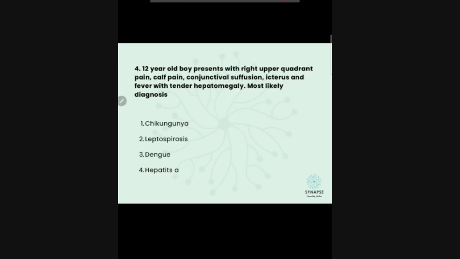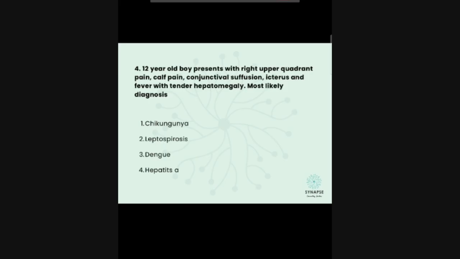Most likely diagnosis? Actually, right upper quadrant pain can occur in many viral fevers, in dengue, hemorrhagic fever as well. If you get options, first one is chikungunya, second one is leptospirosis, third one is dengue, fourth one is hepatitis A. The options will match for leptospirosis as well as for dengue.